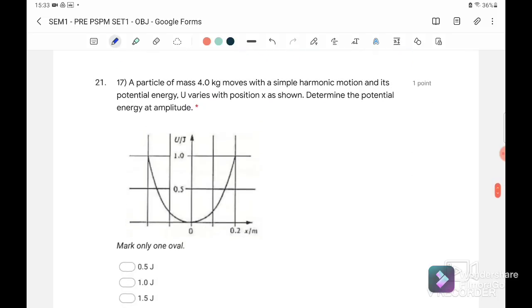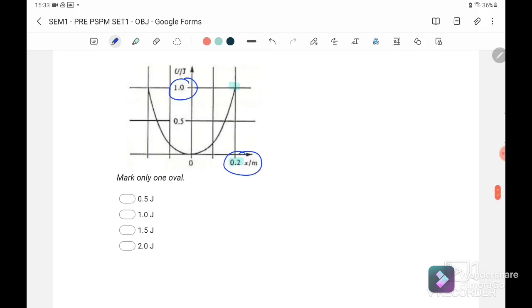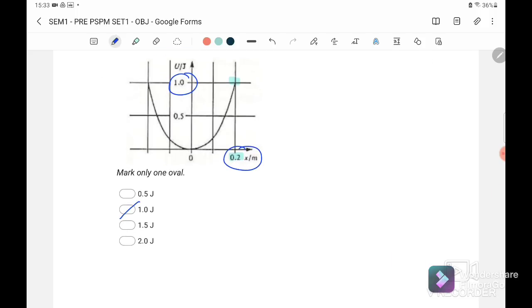Okay, next question is number 17. A particle of mass 4 kg moves with a simple harmonic motion and its potential energy varies with the position. So determine the potential energy at the amplitude. From here, the amplitude is actually 0.2, and from the graph here, we know that when x equals 0.2, our potential energy is equal to 1 joule. Okay, so the answer is B.